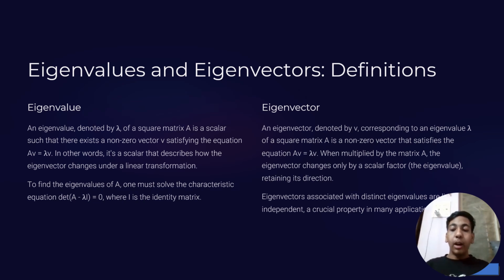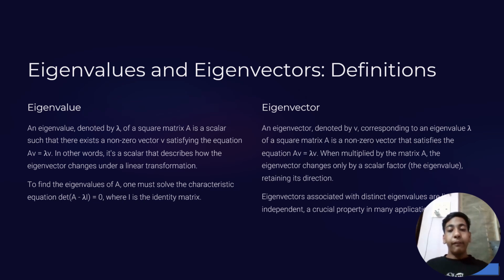We can shift now to eigenvectors. What are eigenvectors? Eigenvectors, denoted by v, correspond to eigenvalues lambda. Here lambda is the eigenvalue and v is the eigenvector. When multiplied by matrix A, the eigenvector only changes by a scalar factor, the eigenvalue, retaining its direction. Eigenvectors associated with distinct eigenvalues are independent, which is a crucial property.